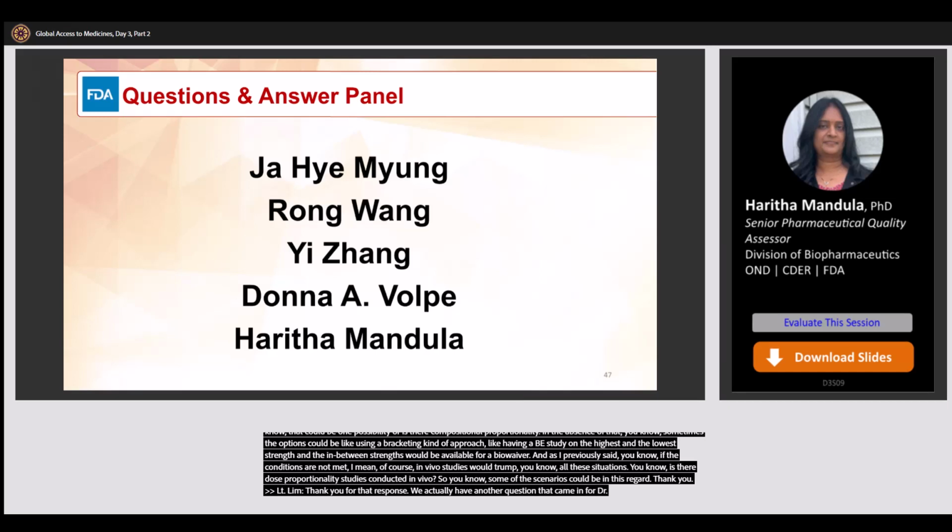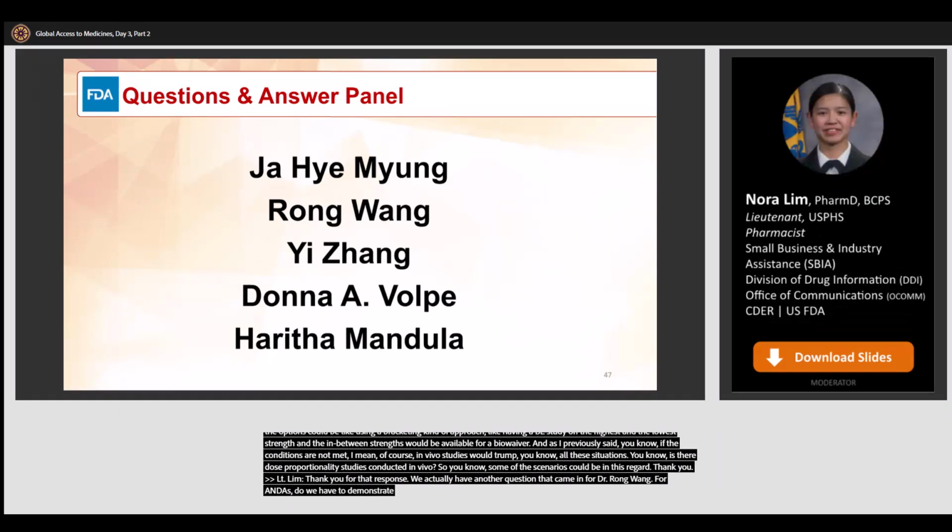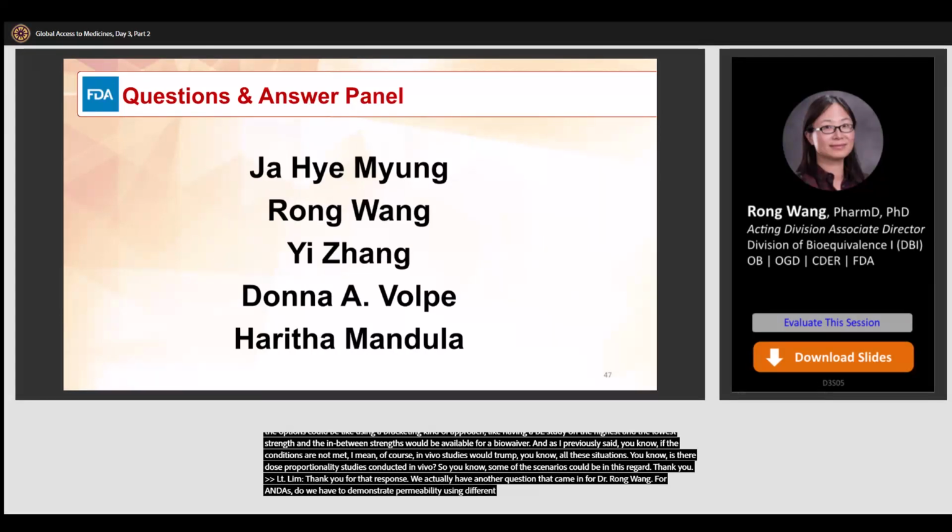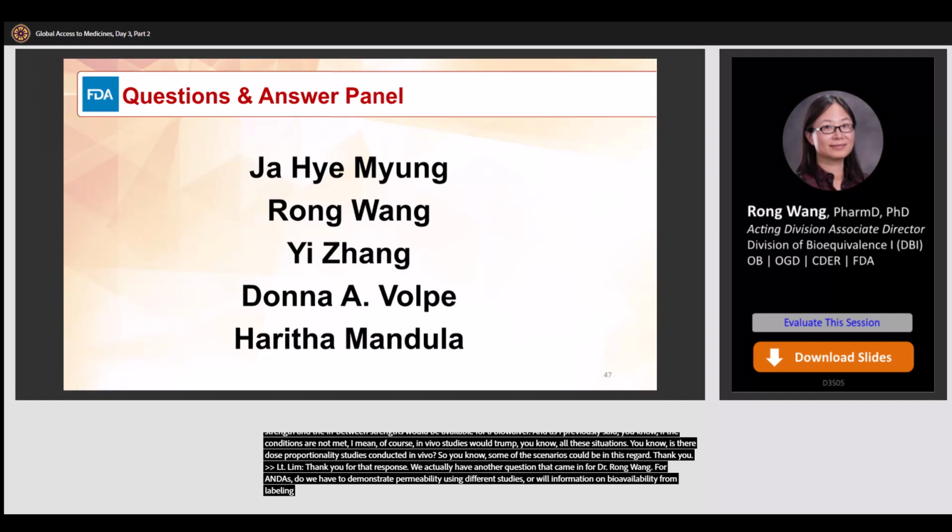Rong Wang. For ANDAs, do we have to demonstrate permeability using different studies, or will information on bioavailability from labeling suffice?